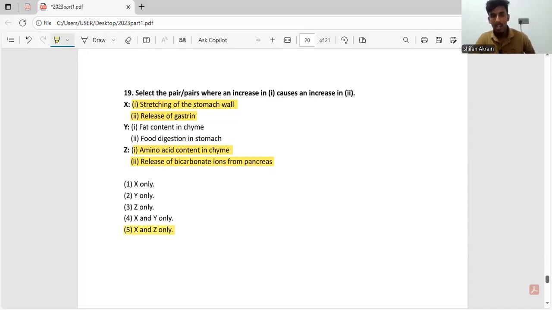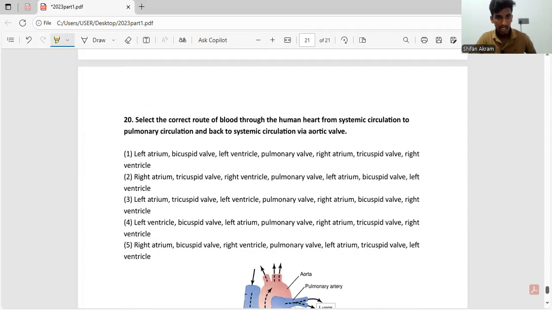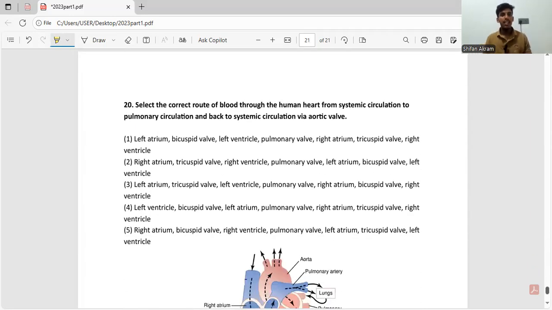Okay. Now let's go through the 20th question. Select the correct route of blood through the human heart from systemic circulation to pulmonary circulation and back to systemic circulation via aortic valve. We know systemic circulation is the movement of blood throughout the whole body, through every organ in the body. So that is what systemic circulation is.